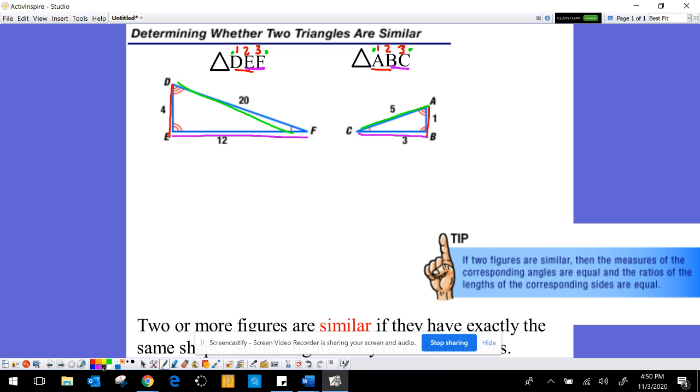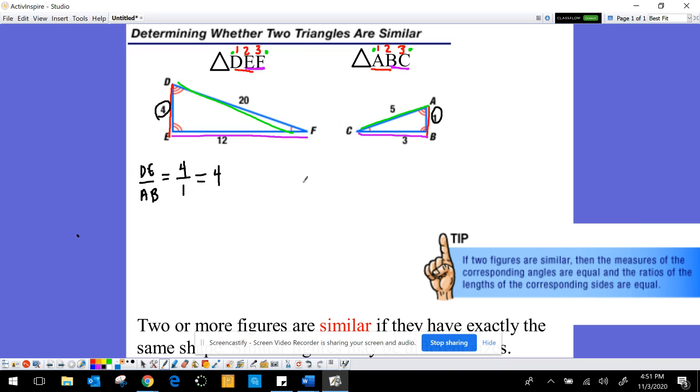So first, let's test out the first set of corresponding sides. We have DE, and that is corresponding to AB. And we are going to set up a ratio to see if they are similar. So DE measures 4 and AB is 1. So when you simplify, 4 divided by 1 is just 4.